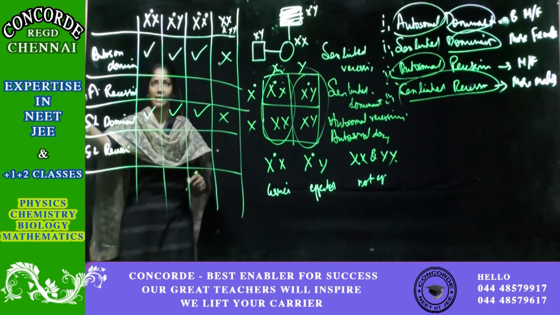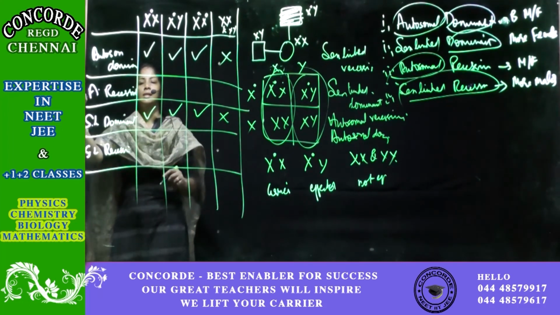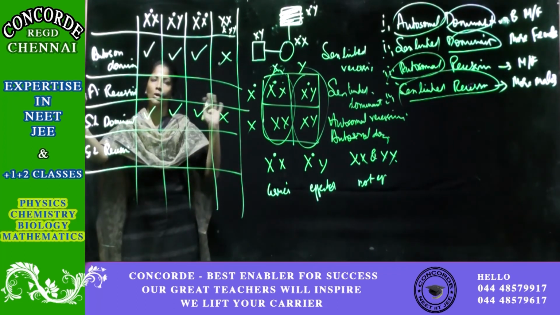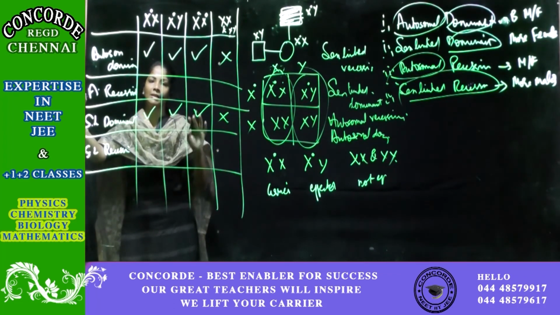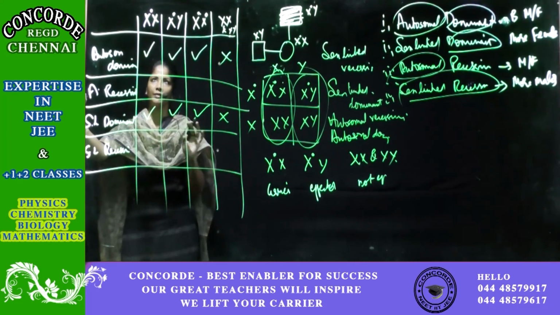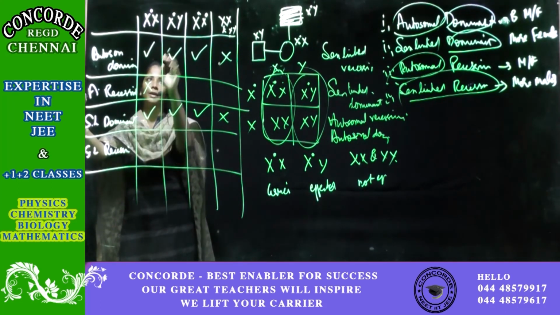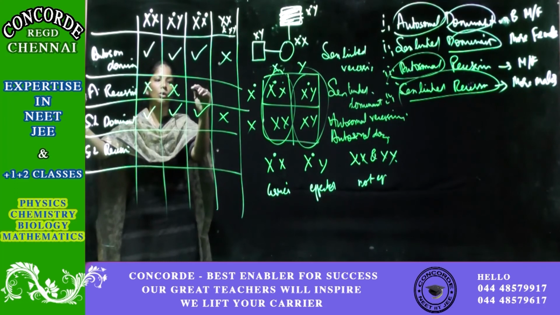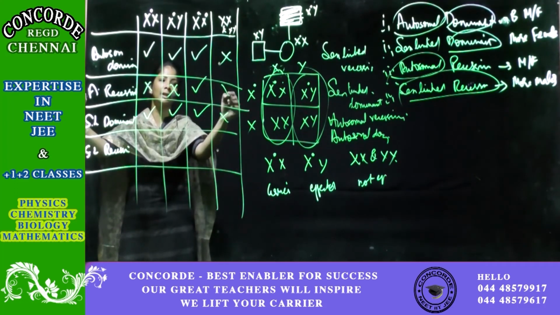Autosomal recessive. So autosomal recessive, blindly, no X or no Y. If I have two copies, it is affected. If I have one copy, it is not affected. One copy, not affected. Two copies, affected. Correct? And here, not affected.